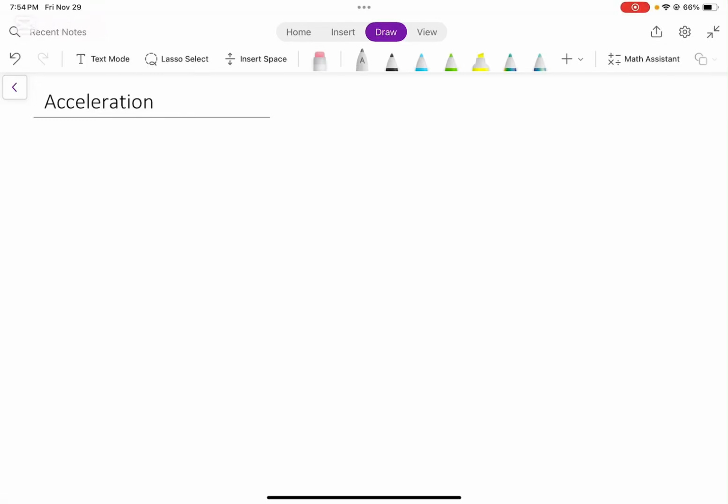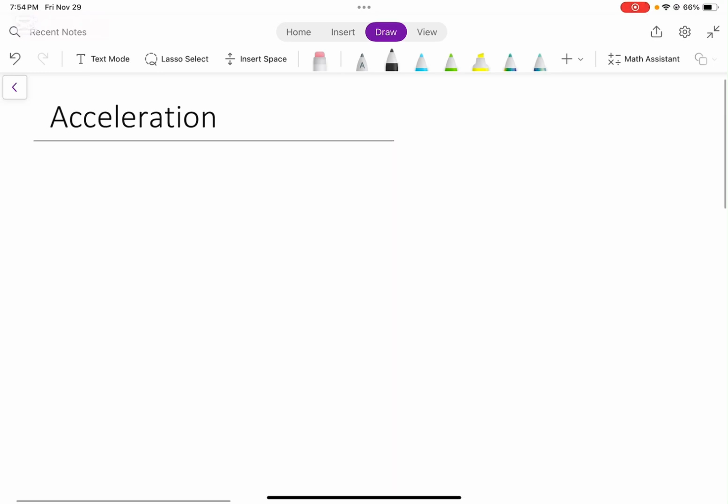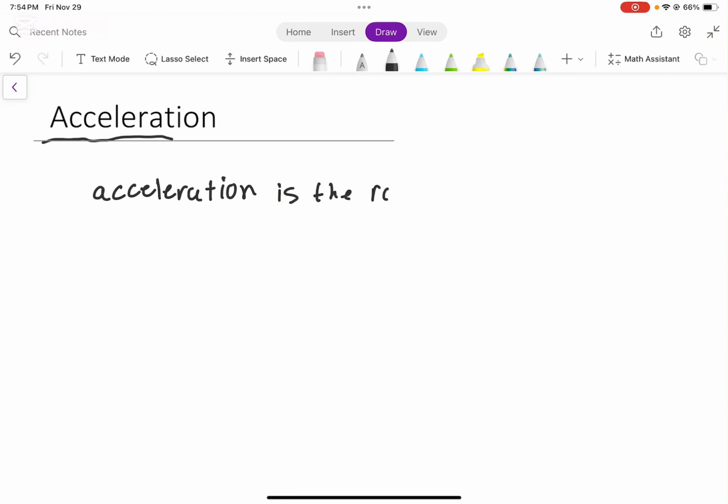Today we're going to be talking about acceleration. So what is acceleration? Well, acceleration basically means a change in the rate of velocity. So you can write: acceleration is the rate at which an object's velocity changes.